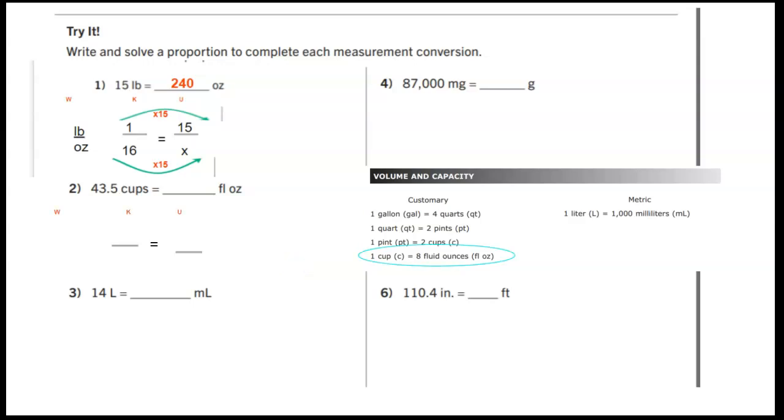When we set up our proportion, it will be WKU. Our word ratio is going to be cups over fluid ounces. Our known ratio is going to be that 1 cup is equal to 8 fluid ounces. Our unknown ratio is that we have 43.5 cups, and we want to figure out how many fluid ounces is worth 43.5. So, in order to do this, we can look for a relationship within the ratio. I know that I can multiply 1 times 8 to get 8. So therefore, if I multiply 43.5 times 8, this will give me 348 fluid ounces.